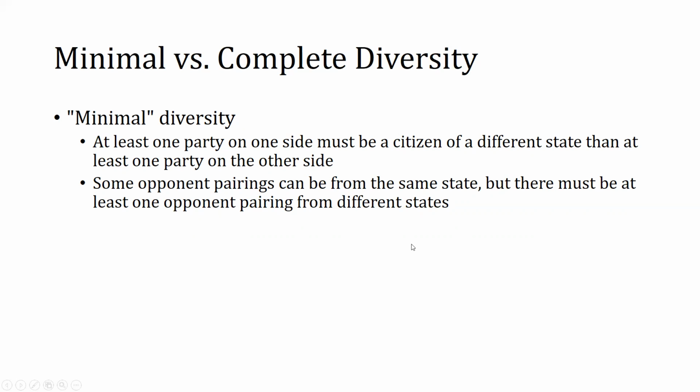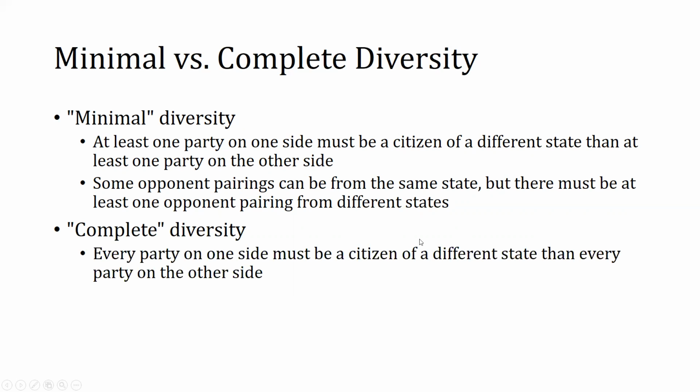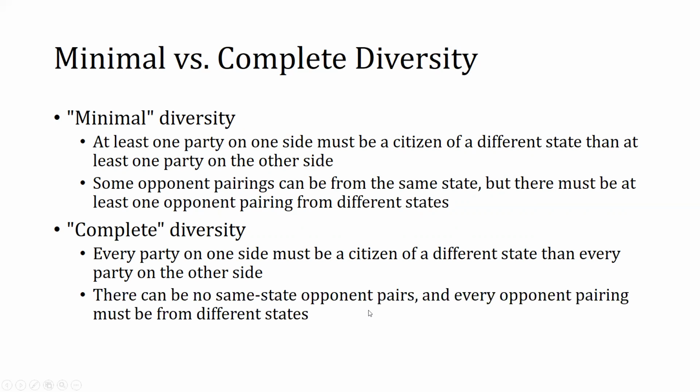A different way to think about it is complete diversity. Complete diversity means every party on one side must be a citizen of a different state than every party on the other side. This means that there can be no same state opponent pairs. Every opponent pairing must involve people from different states. If even one same state pairing exists, if any two people on opposite sides of the V are from the same state, there's not complete diversity, even though there may be minimal diversity.